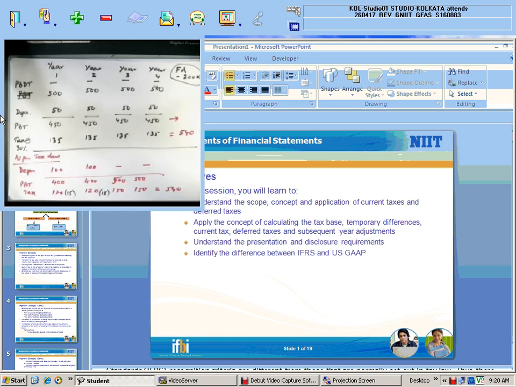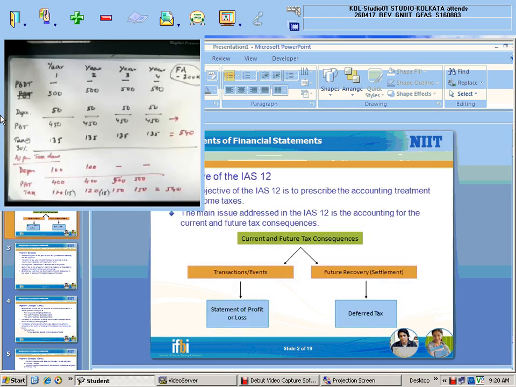So the objective of IAS 12 is to prescribe the accounting treatment for income taxes. IAS 12 basically deals with the accounting treatment for income taxes. The main issue addressed in IAS 12 is the accounting for the current and future tax consequences. So the transactions or events which take place over the year lead to our statement of profit and loss.